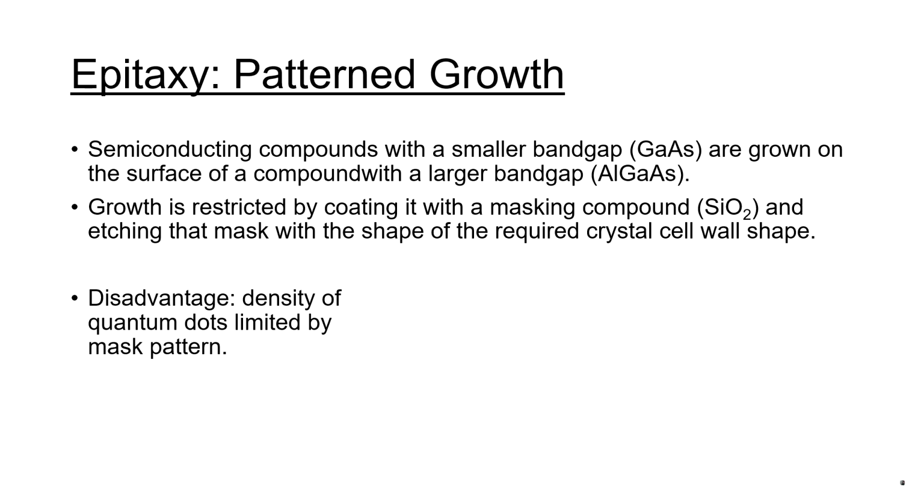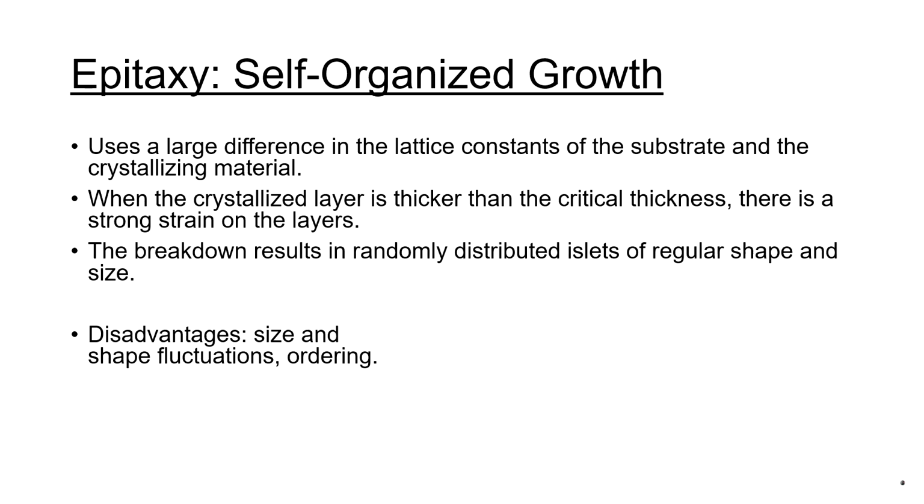So this is a typical picture, and you can see this is 0.5 micrometers, and then from there you can come to 1.5 micrometers, and you can play with these things, and finally you can get around 5 micrometer dots. And the disadvantage is that the density of quantum dots is limited by mask patterns. So how mask patterns are used, you can go further down to the nanometer levels also using epitaxy pattern growth. Epitaxy self-organized growth is another way, where it uses a large difference in the lattice constants of the substrate and the crystallizing material.